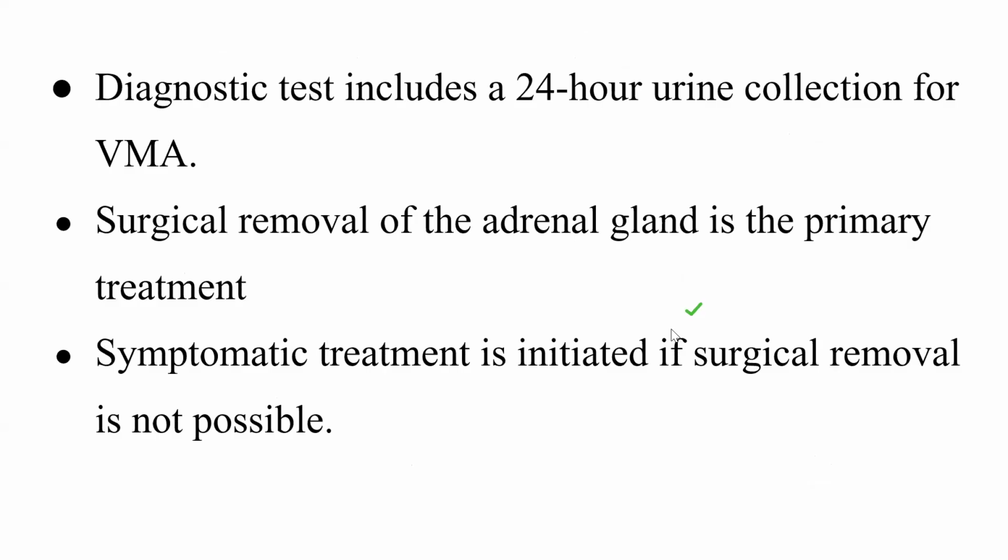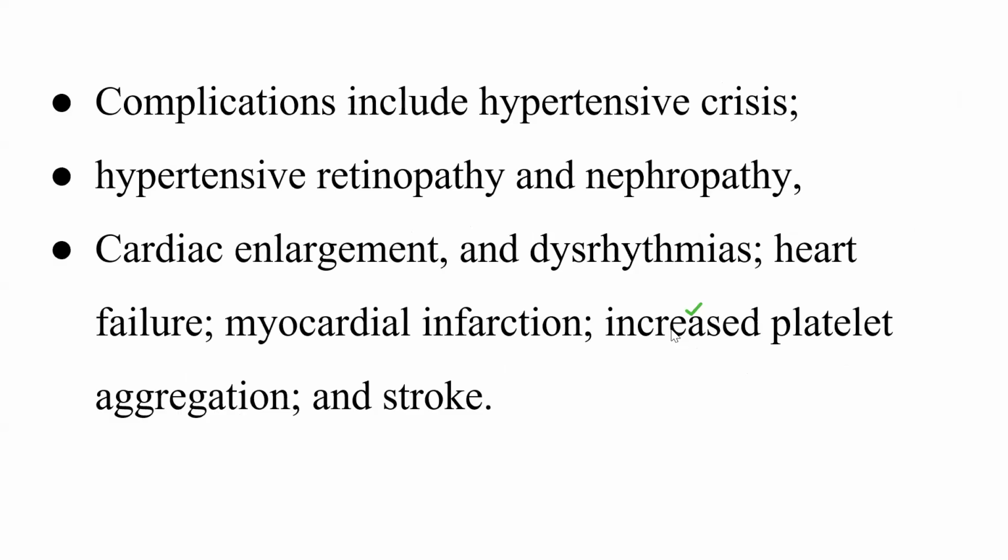The VMA there is found in the urine, okay? So there is also surgical removal. There could be surgical removal of the adrenal gland, which is usually the primary treatment because it's a tumor. So the next thing is just to remove it. Symptomatically, treatment is initiated if surgical removal is not possible. If surgical removal is not possible, then you can treat the patient based on their symptoms.